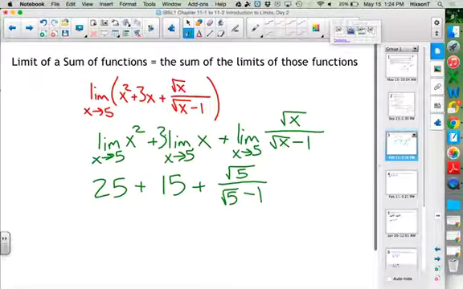We can directly plug it in because the only place where this is not defined is when x equals 1. Since we're approaching 5, it's continuous at 5. Where are we getting the 5 from? That's just part of the problem. The problem was take the limit as x approaches 5.